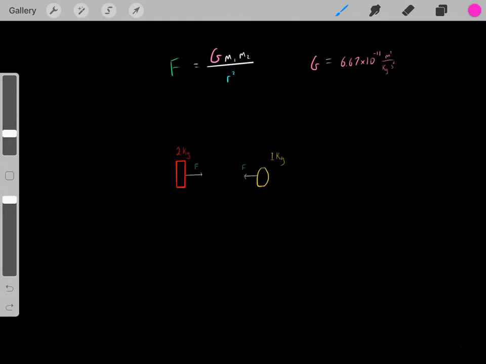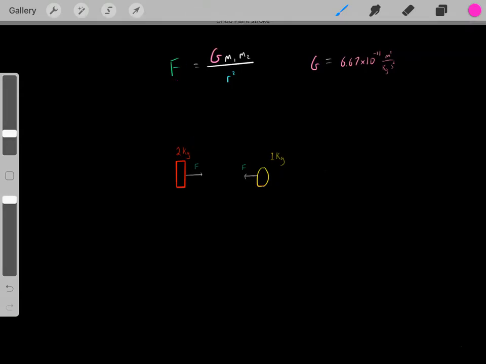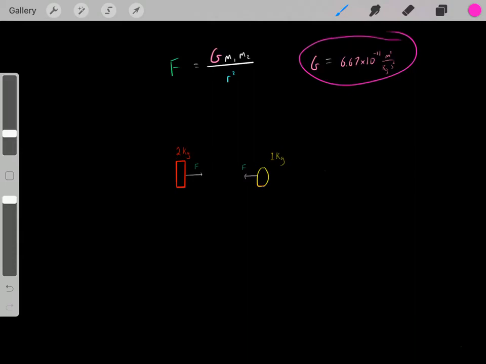Well, to determine that force, we use a simple equation. The force that these objects feel is equal to this big G, which just equals 6.67 times 10 to the negative 11 using SI units. So this is just a constant. I recommend you just memorize this. This is just a constant you can find in any textbook.